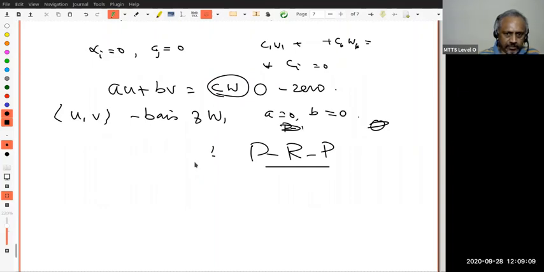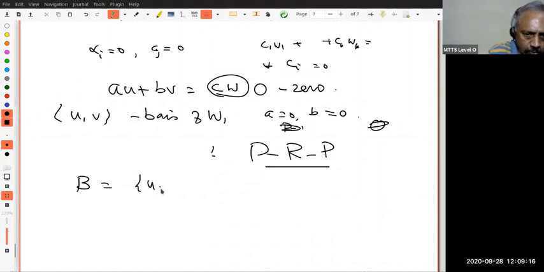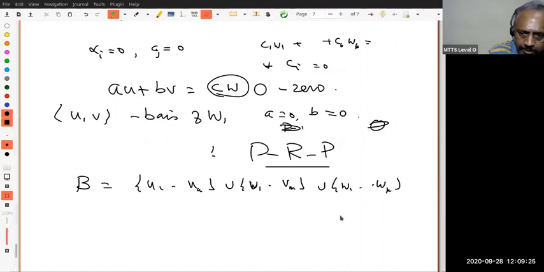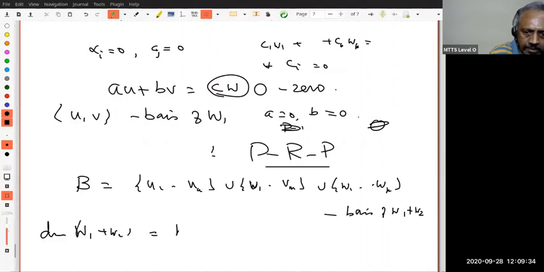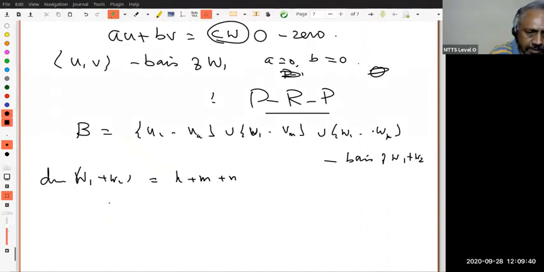I already explained this proves it, but let's go through the proof. Therefore, B, this is U1 to UK union V1 to VM union W1 to WN, is a basis of W1 plus W2. Therefore, the dimension of W1 plus W2 is K plus M plus N. You understand? Okay, but what is the dimension of W1?